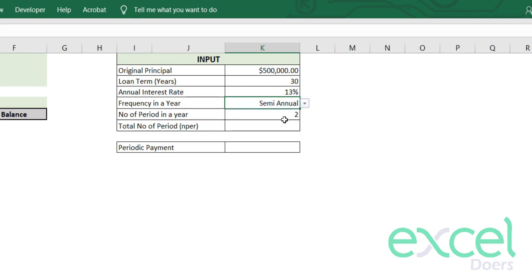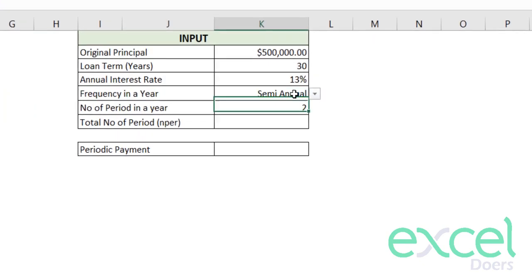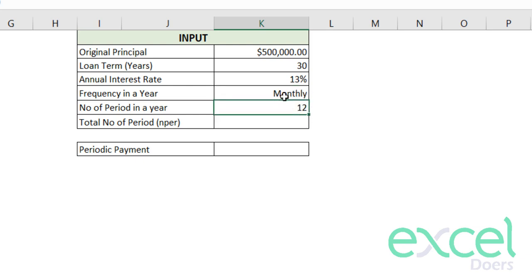So if your frequency is semi-annual, it's going to be 2 because you're going to pay twice in a year. And if it's monthly, you're going to pay 12 times in a year, right? So that's how your settlement with the bank works. So let's assume that my settlement with the bank is semi-annual, right? So how many payments do I need to make throughout the 30-year period, how many times am I going to go back to the bank and pay the installment?